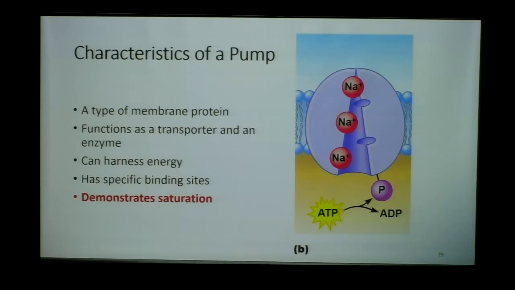And what this pump does is it actively pumps 3 sodium out of the cell and 2 potassium into the cell. This is a very, very important mechanism. We're going to see this a lot throughout the remainder of this course, and even in the next, in ANP2.